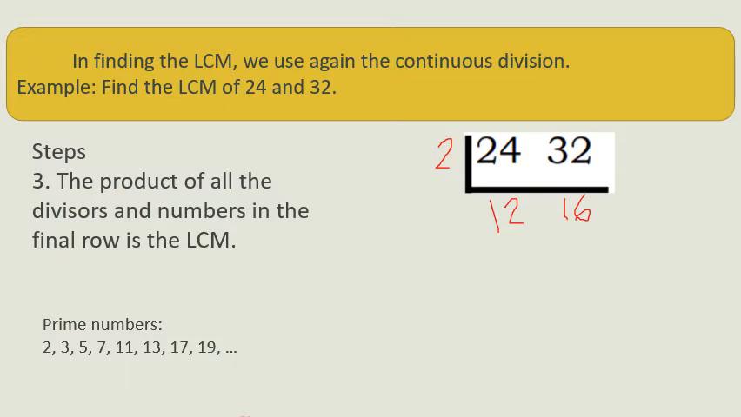So, divide uli natin. So, ito ay pwede uli sa 2. So, 12 divided by 2 is 6. 16 divided by 2 is 8. Then, pwede uli siyang i-divide sa 2. So, 6 divided by 2 is 3. And 8 divided by 2 is 4. So, since ang 4 ay, tawag dito, siya ay composite number, so pwede pa siyang i-divide sa prime numbers.